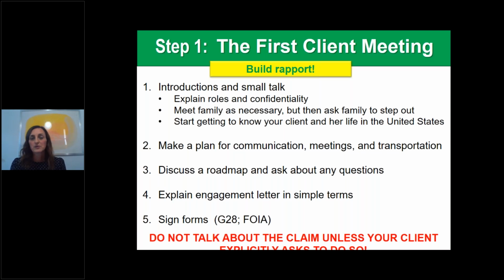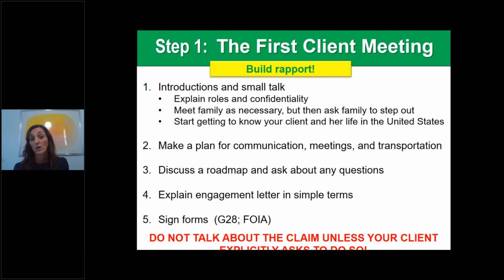It's also a good opportunity for you in that first meeting to just get to know about your client's life here and now. It's a safer thing to talk about most of the time: understanding where they're living, what they're doing, if they have kids, if those kids are in school, what's going on with them, and then making a plan for how you're going to attack your asylum case together.